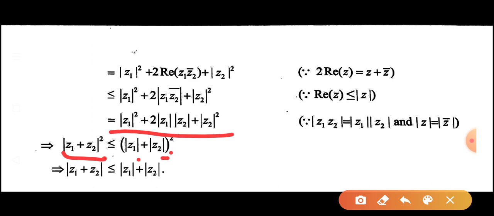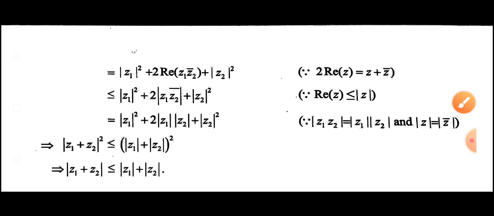So modulus z1 plus z2 whole square is less than or equal to modulus z1 plus modulus z2 whole square. Taking the positive square root on both sides, we get the triangle inequality: modulus z1 plus z2 is less than or equal to modulus z1 plus modulus z2. The proof is done.